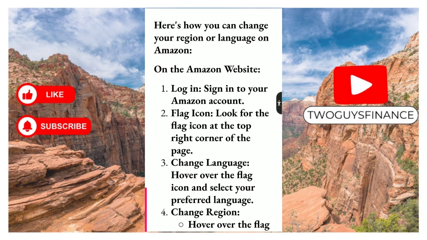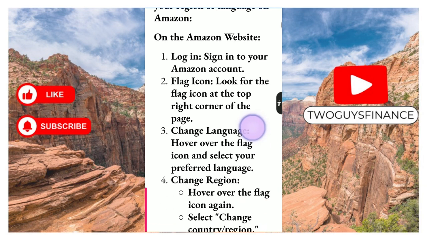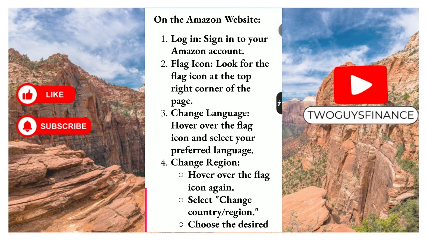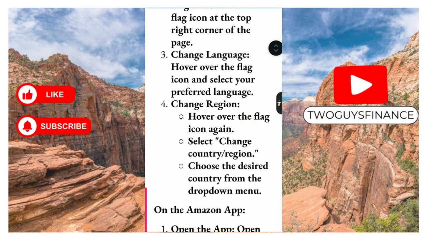Now if you're using the Amazon website, all you've got to do is sign into your Amazon account with your credentials. Next, you look for the flag icon at the top right corner of the page. Head over to the icon and select your preferred language. Then you can also hover over the flag icon again to select change country or region. Choose the desired country from the drop-down menu.